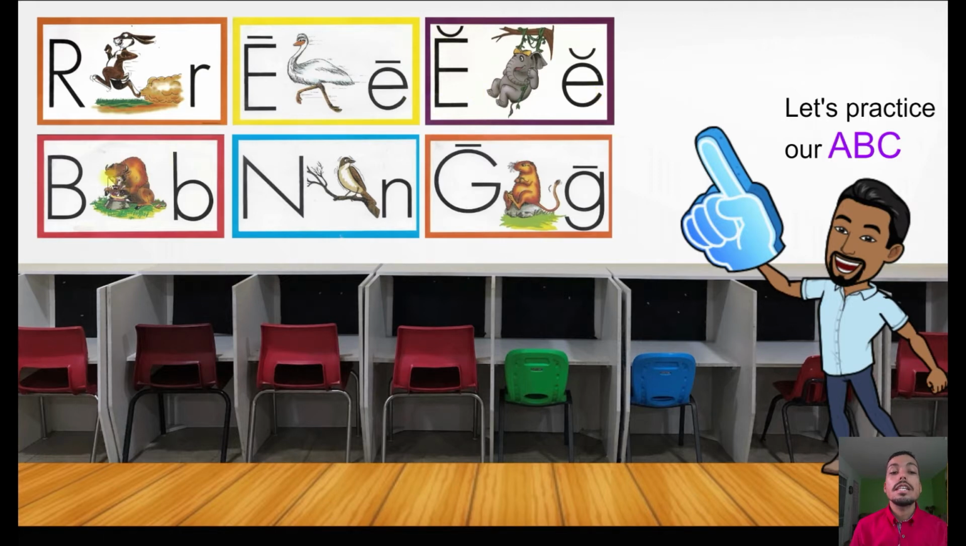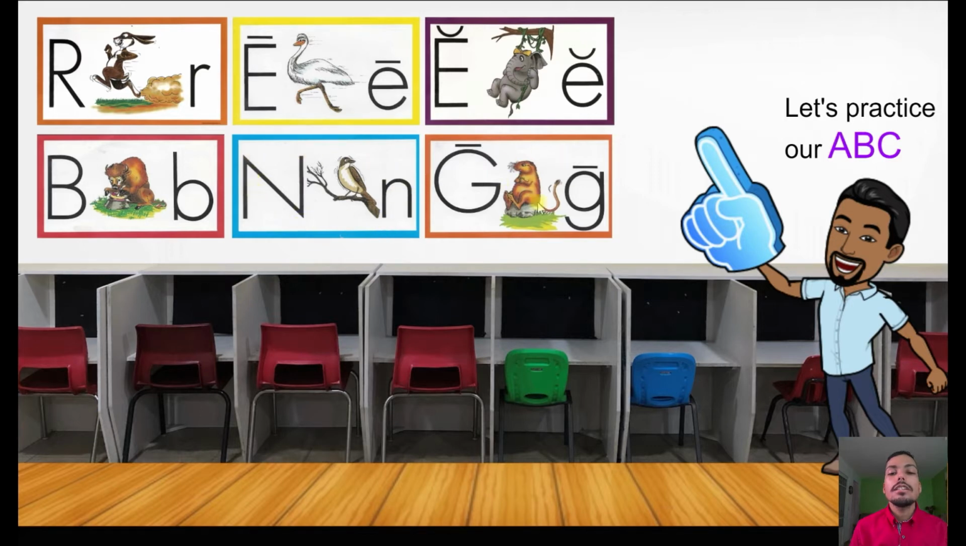The next friend here, its name is buffalo. And buffalo has a letter that sounds b. The letter B sounds b. The next friend here, its name is nightingale. And nightingale has a letter that sounds n. The letter N sounds n. Very good, okay?